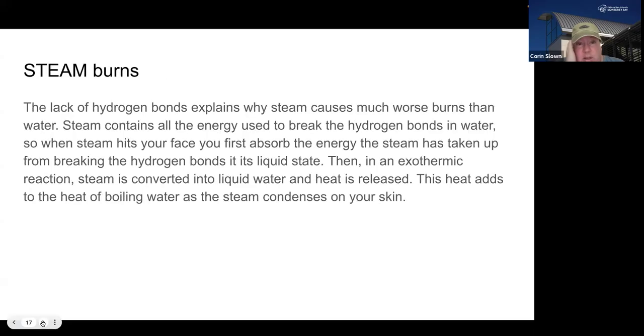We referenced this earlier: the lack of hydrogen bonds explains why hot water is so different from a steam burn. Steam contains all of the energy that you used to break the hydrogen bonds in water. So if steam hits your face when you take the lid off the pot or when you're pouring out water, you have all of that energy and the heat gets released. It's a transfer of that energy to your skin.